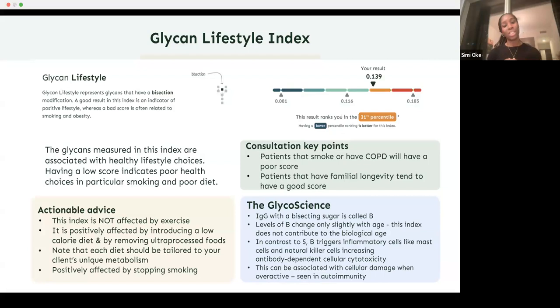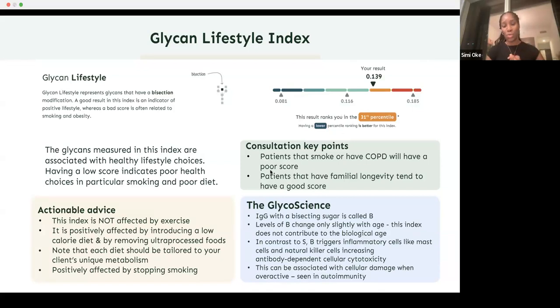And we see this one changes a lot. Again, anecdotal evidence, but we see this one changes a lot with people who are on various supplements. So one of our specialists, who's a nutritionist, did note that a lot of the clients she was working with who were taking supplements and then retesting were seeing quite significant positive changes to their glycan lifestyle index.